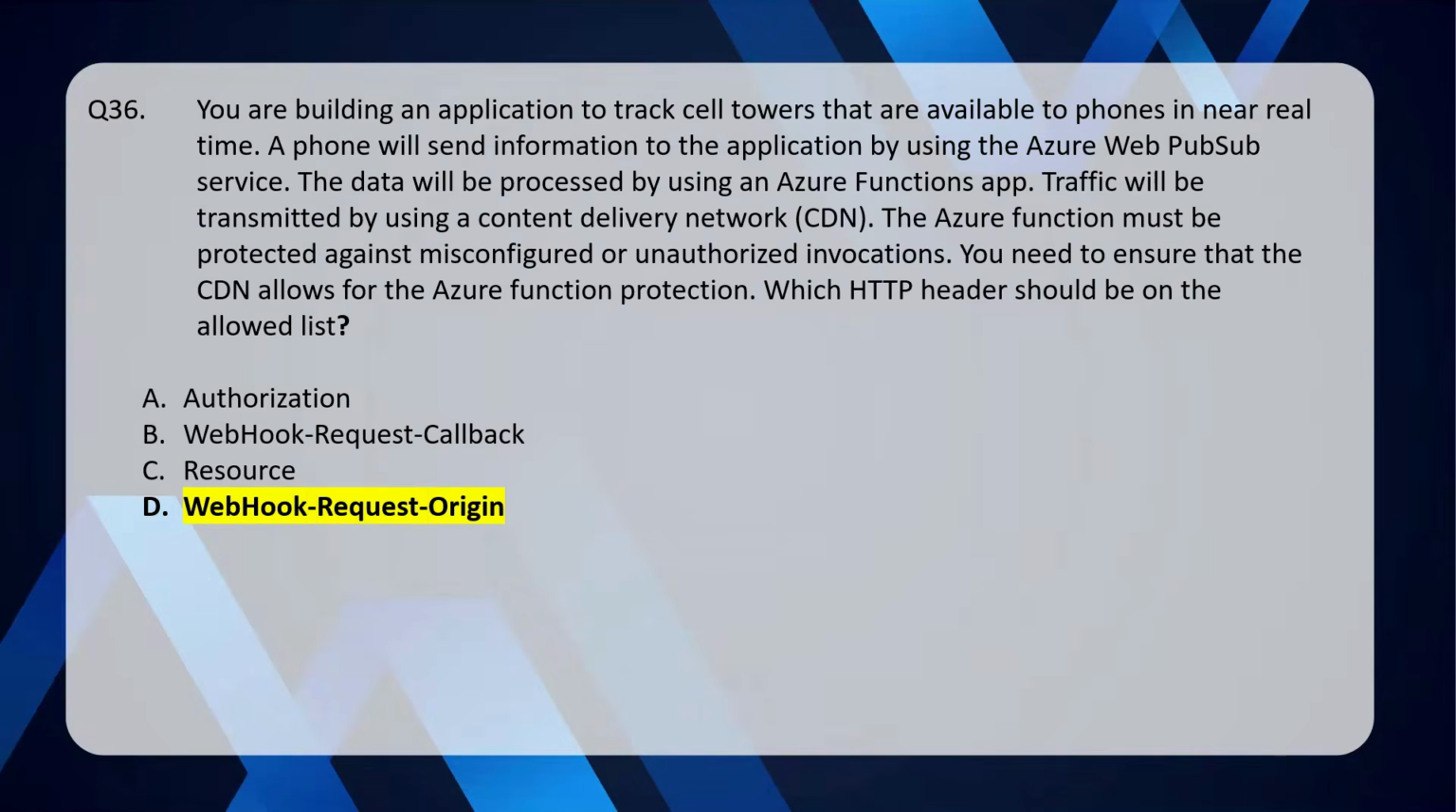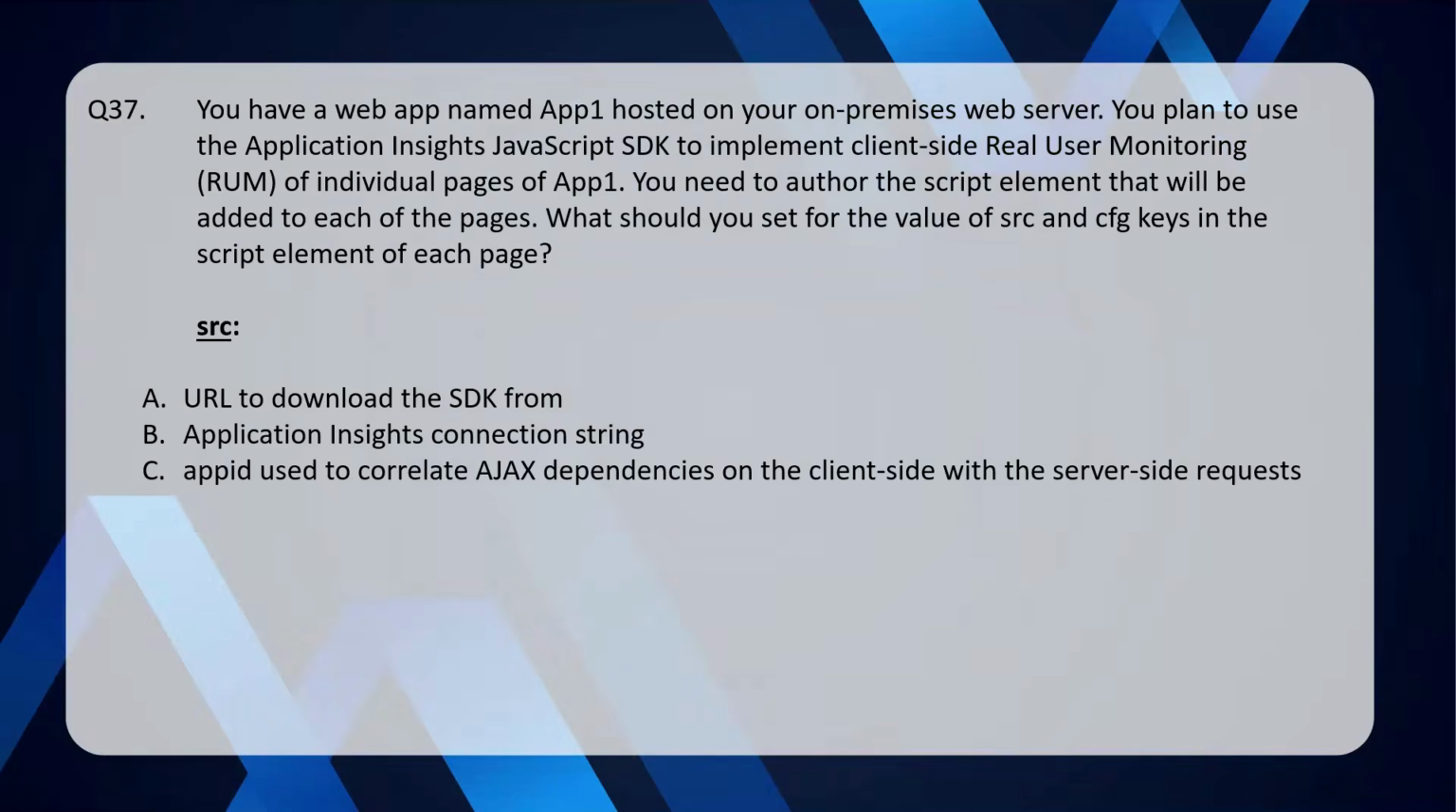Let's look at question number 37 of the series. You have a web app named EP1 hosted on your on-premises web server. You plan to use the Application Insights JavaScript SDK to implement client-side real user monitoring of individual pages of EP1. You need to author the script element that will be added to each of the pages. What should you set for the value of the source and config keys in the script element of each page?